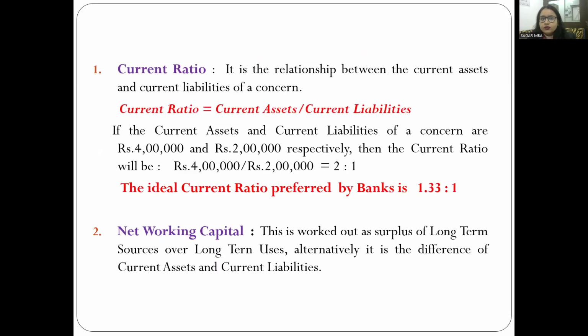The current ratio is current assets upon current liabilities, and what is net working capital? It is the surplus of long-term sources over long-term uses, alternatively the difference between current assets and current liabilities. That covers the quick assets ratio and the current ratio.